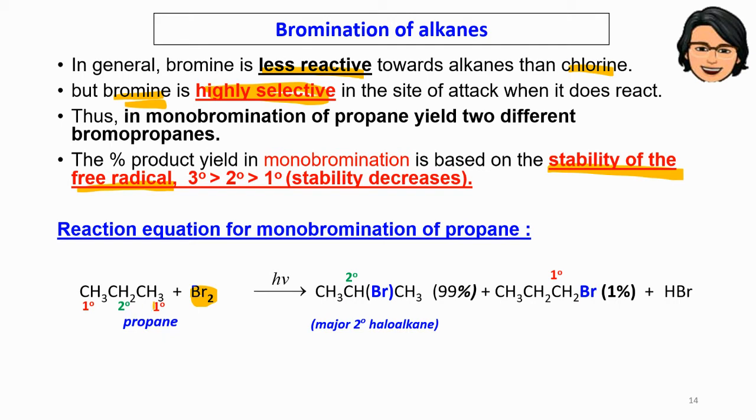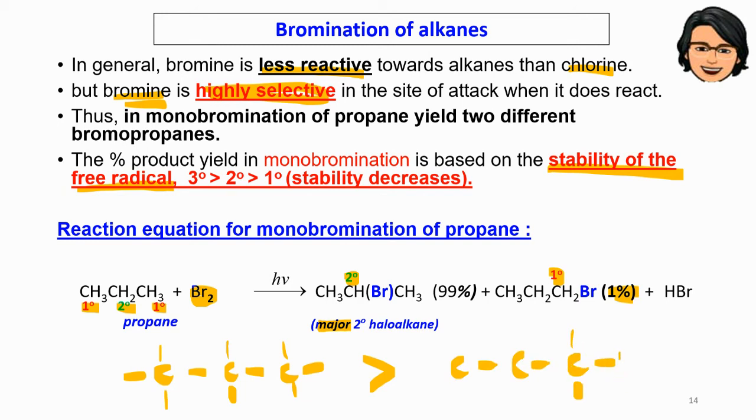Now let's look at what this means. You can see here we have primary, secondary, and primary hydrogens. But the product labelled major is the secondary haloalkane, and the primary only has 1%. Why is it so? Because we know that the secondary free radical is more stable than the primary free radical. Thus, bromine is very selective, so it will substitute at the secondary hydrogen. So the secondary haloalkane is the major product.